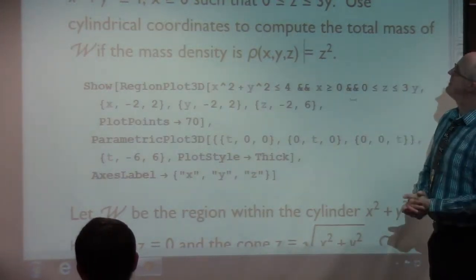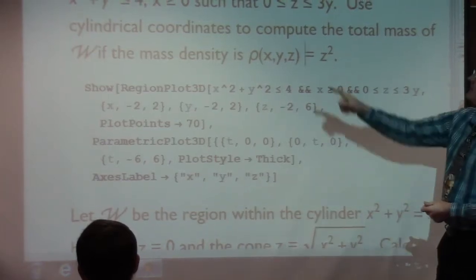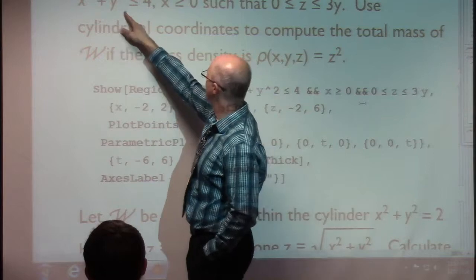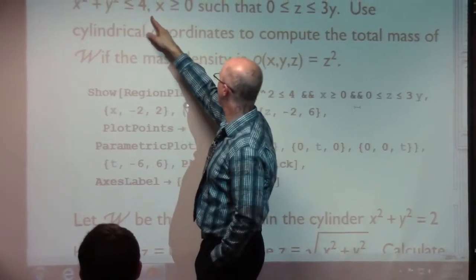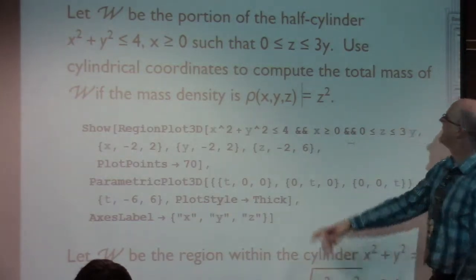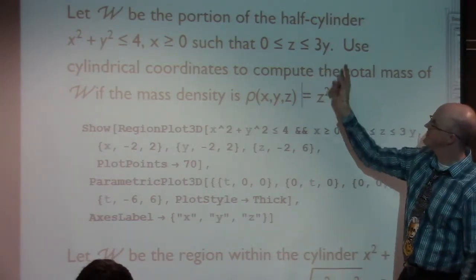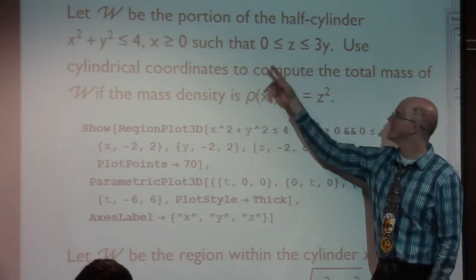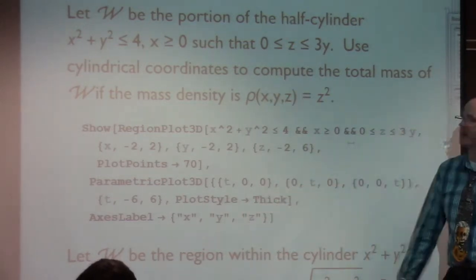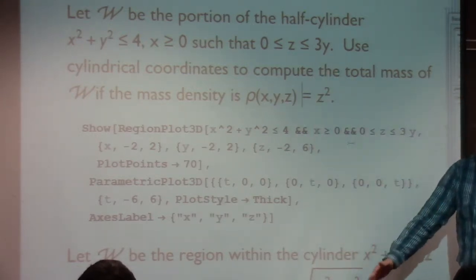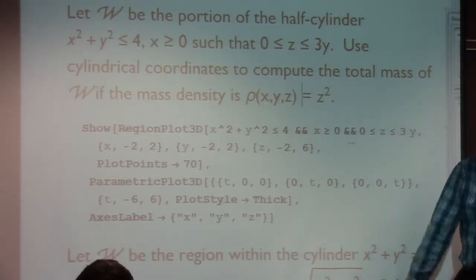So let's let W be the portion of the half cylinder defined by, first of all, this inequality, x squared plus y squared is less than or equal to 4, and this inequality, x is greater than or equal to 0. And also, between two graphs, you want to think of these as graphs of functions of x and y. The 0 function, which is a horizontal plane, and the function 3y, which only depends on y, that's going to be a plane sort of slanted in the y direction like that.